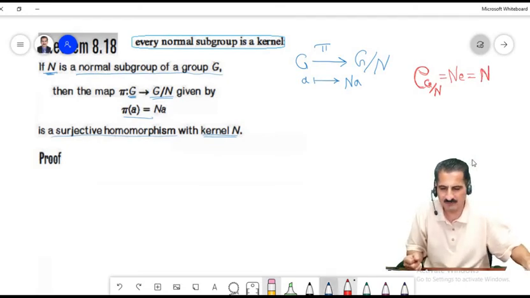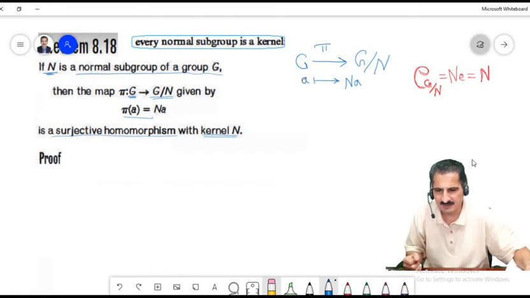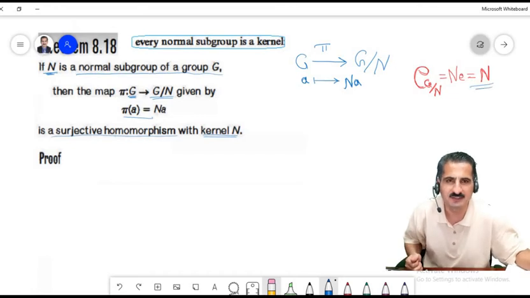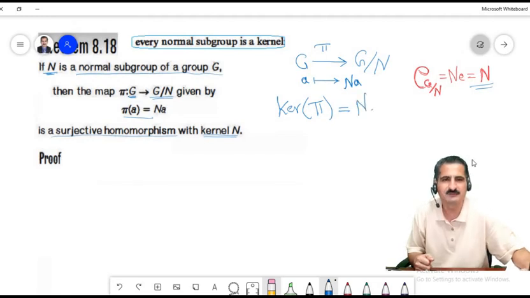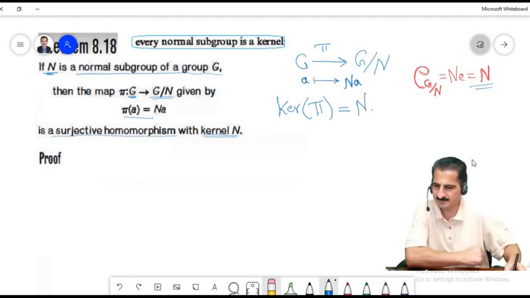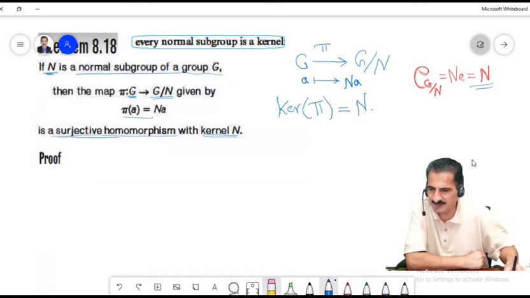Now I will tell you why I said we are cheating here. The map takes A to its coset. So the question is, which elements go to the coset N, the identity? Well, they are the elements of N itself. So the kernel is N itself. This is what we are saying: the kernel of phi, the elements that go to the identity, are the elements of N. So let's prove that. Let us prove it is a surjective homomorphism. First, let's prove it is a homomorphism.